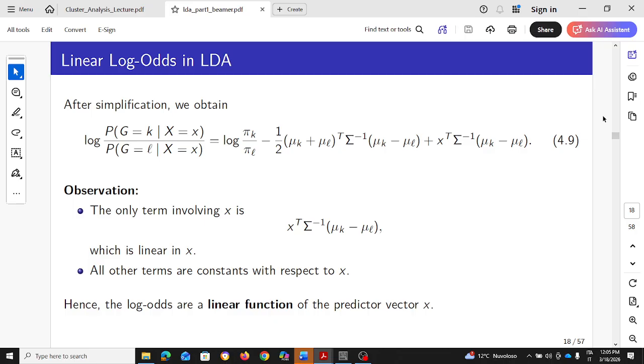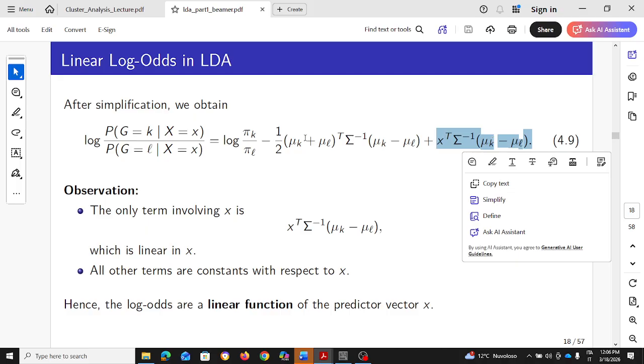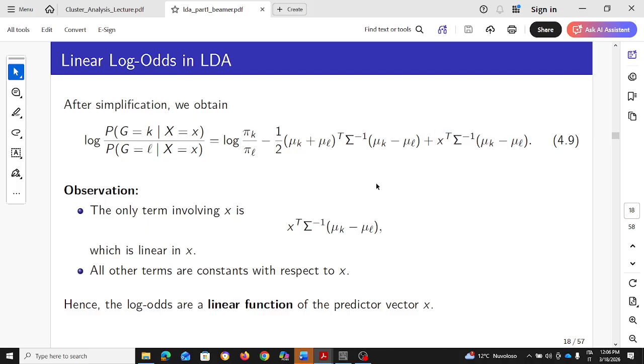Now again, apply log to this. The rest of the terms are constant, and the only term we have here that involves x is this one. This term involves x, which is the variable for which we want to know which class it belongs to. The rest are constants. So we have a linear function.